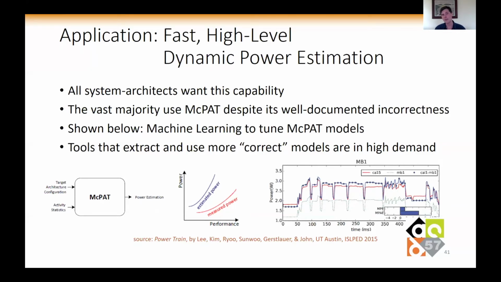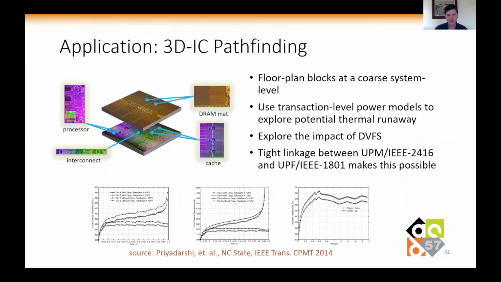Now, I think it would be much simpler and much more useful to use machine learning algorithms with samples of power data to create a more correct model in UPM and then provide that to users instead. And if we do, then there's every reason to believe, due to the popularity of McPAT, that these tools would be equally popular. So that's the second application.